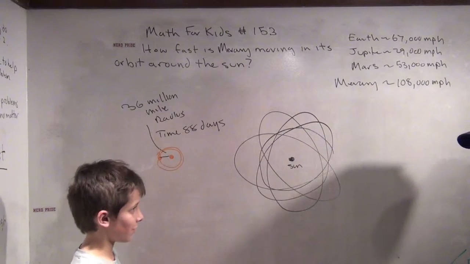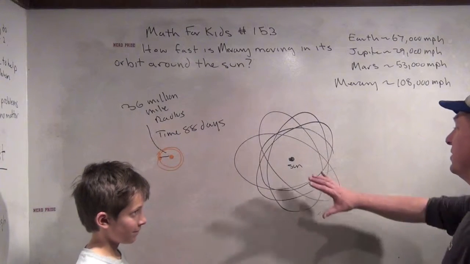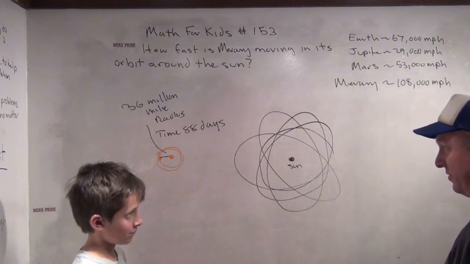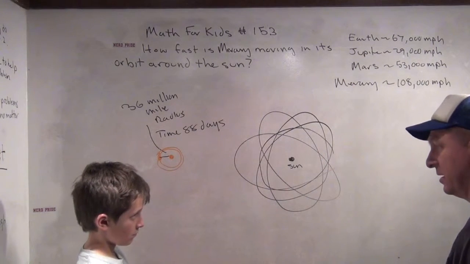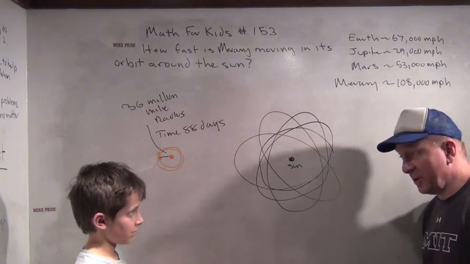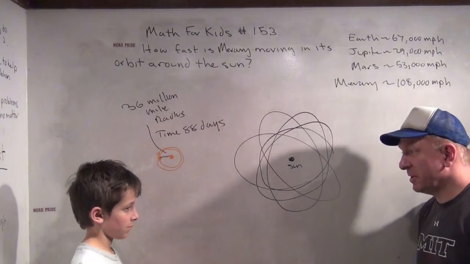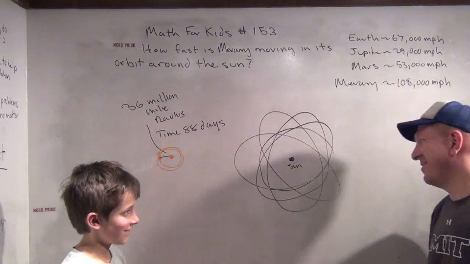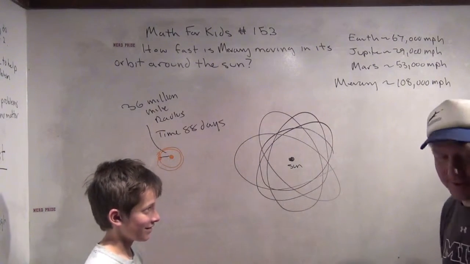Isn't that neat? So Mercury's orbit is really, really famous for this. It was really important for Einstein. If that wouldn't have been true, Einstein wouldn't have been famous at all. He would have just been some schlub. But that's one of the things that Einstein predicted that turned out to be true.